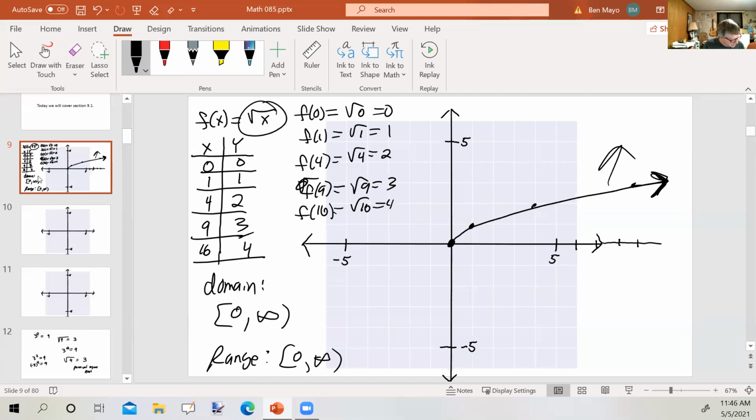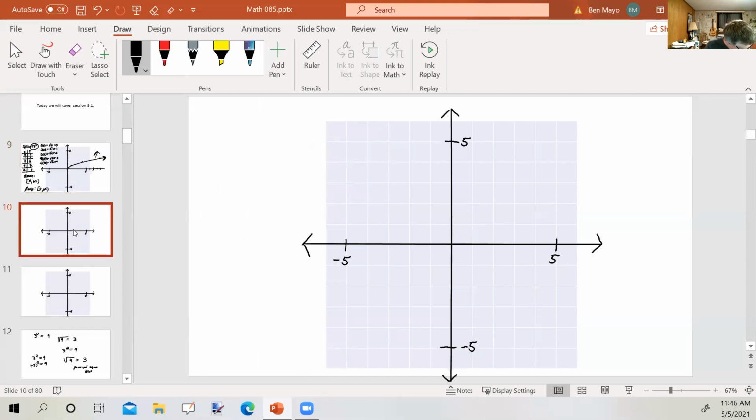Any questions about this particular graph? No, I think I got it. All right, let's take a look at another example. And let's go to this one.